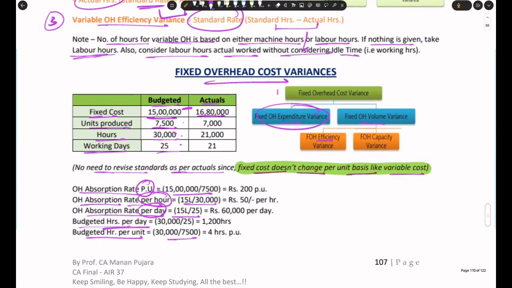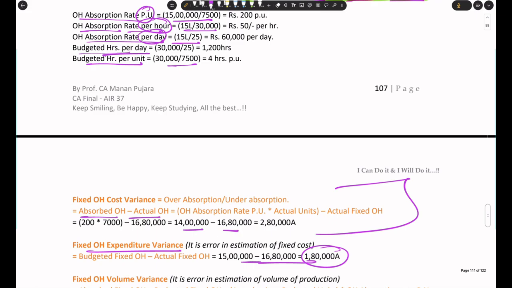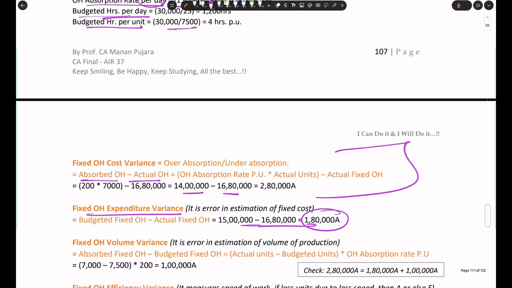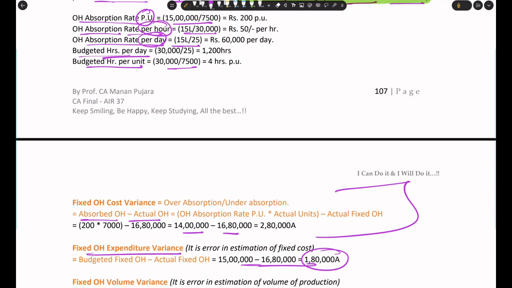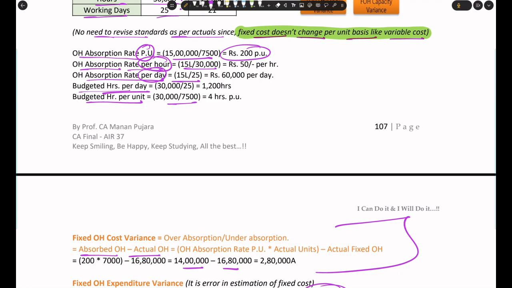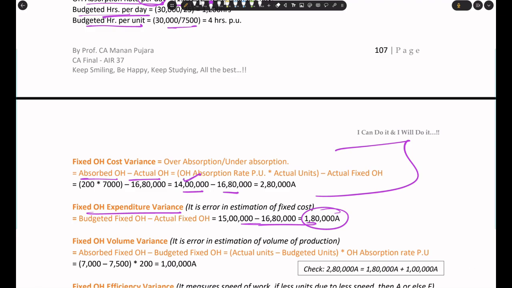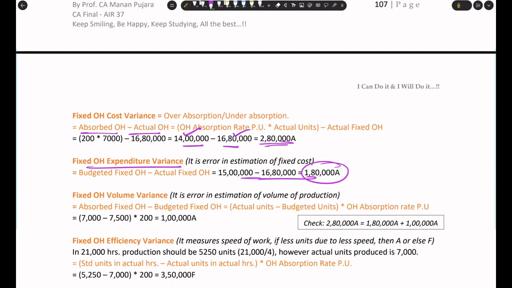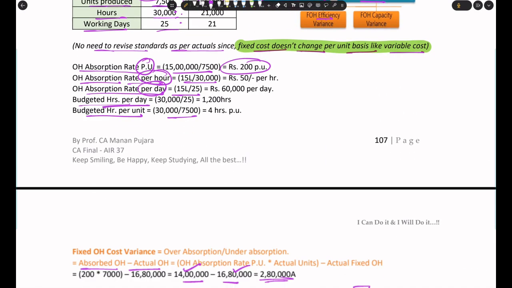So let's start with the fixed cost variance. Fixed cost variance is absorbed overhead minus actual overhead. For absorbed overhead we take the absorbed overhead rate per unit. It is very simple, you have calculated the rate of absorption, 200, so you multiply it by the actual units produced, 7,000 into 200, that is 14 lakhs, minus the actual fixed overhead, that is 16,80,000. The answer comes around 2 lakh 80,000 adverse. Next is expenditure variance, that I already explained, the budgeted fixed overhead minus the actual fixed overhead. This is the difference.